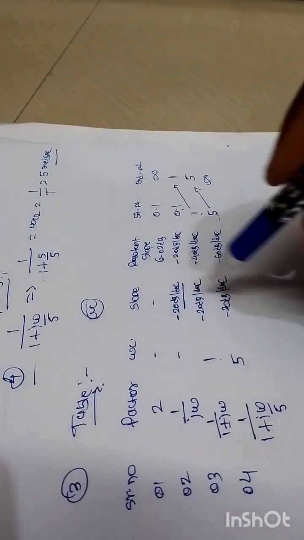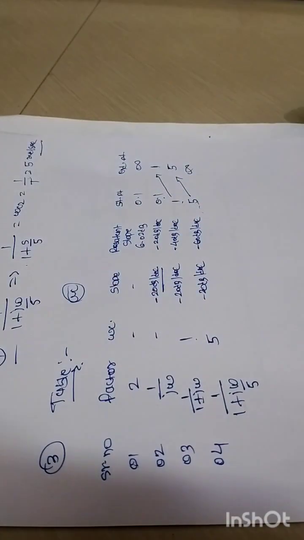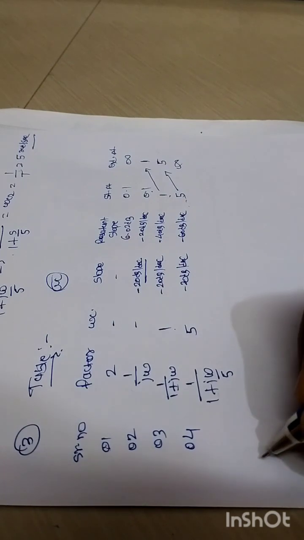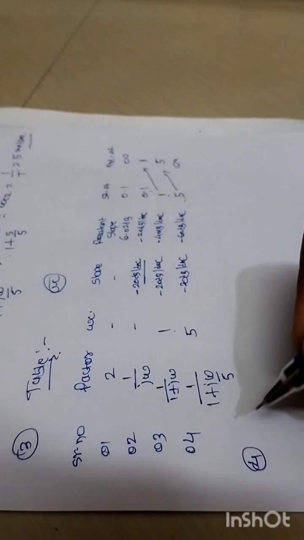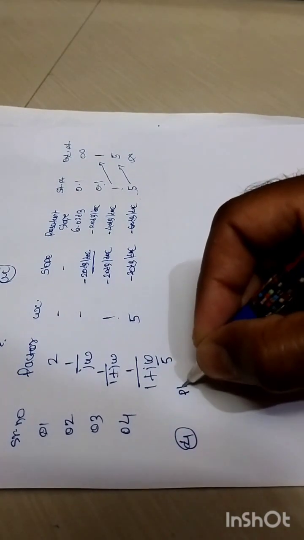So this is step number 3 in order to draw the magnitude plot, right? Similarly, after that, step number 4 is exclusively defined for the phase angle plot.